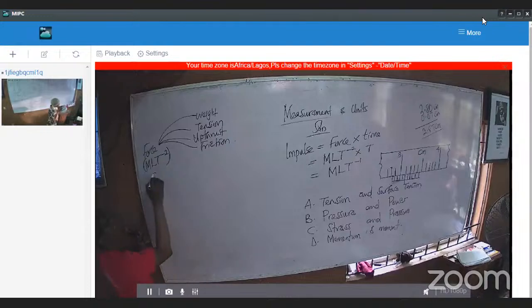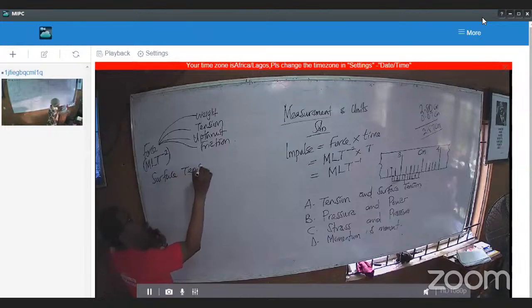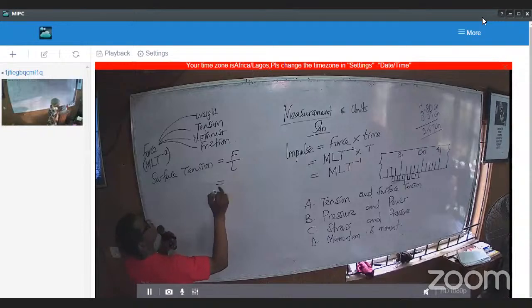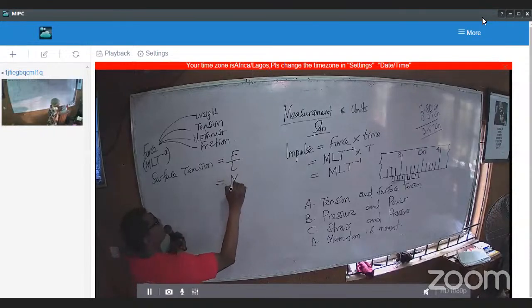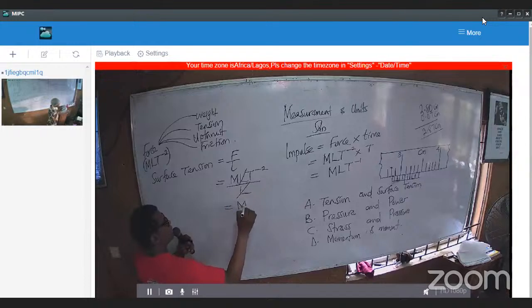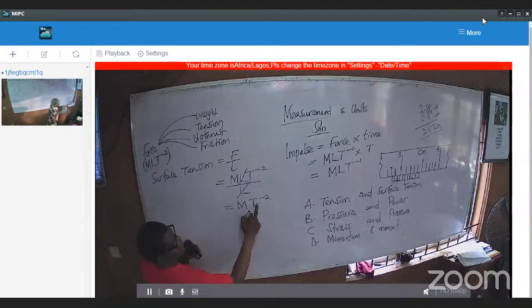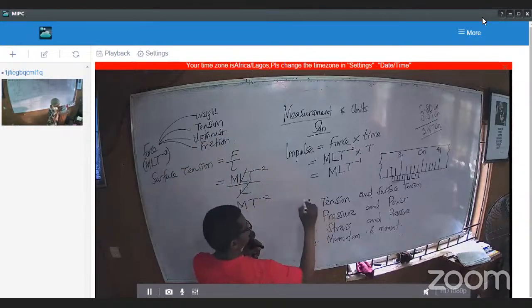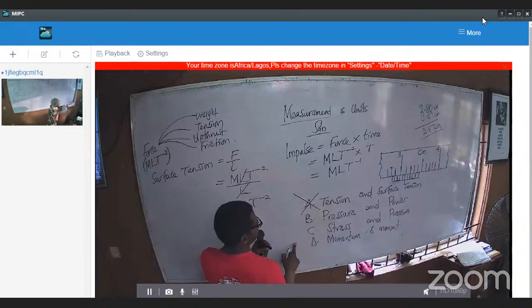But the word surface tension. Surface tension means what? Force per length. Class, who can tell me what's the dimension for force? MLT minus 2. What of length? L. What do you have left? Are we the same thing? This one and tension. We're not the same thing. Although we have tension inside us, we're not the same.